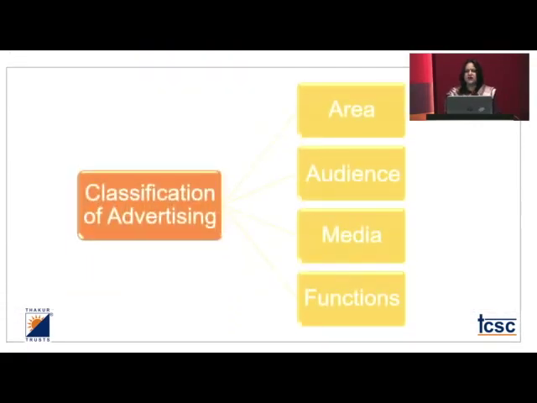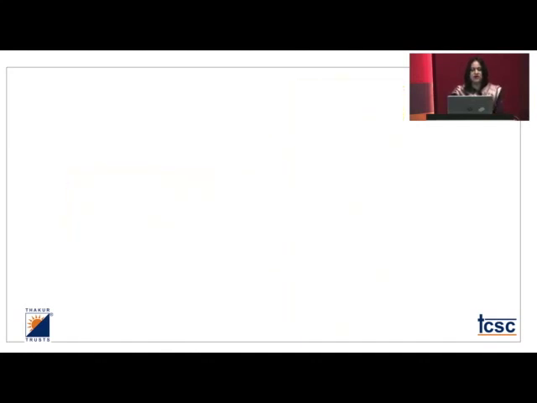Now let's talk about the classification of ads. These are the four ways in which you can classify ads: on the basis of media, on the basis of audience, on the basis of area, and on the basis of functions. Let's talk about the first one, that is area. On the basis of area means on the basis of geography. It could be on a local level, a regional level, a national level, or an international level.